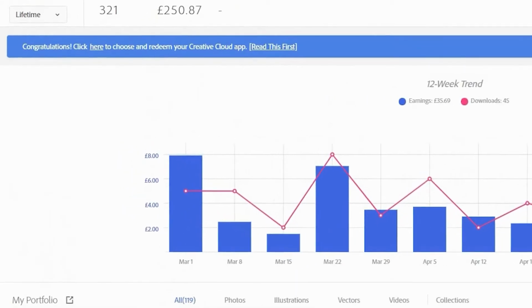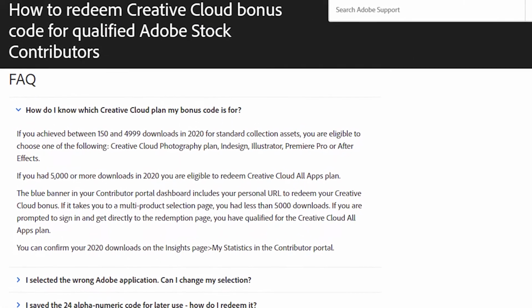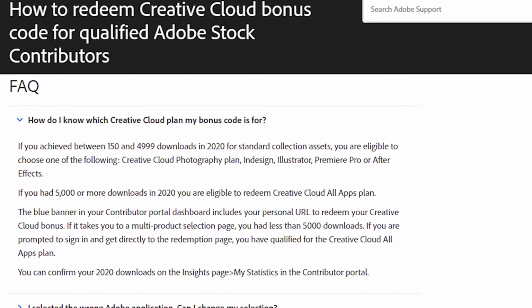But possibly the most interesting aspect is that Adobe awarded me with a 1-year-long plan for one of their apps simply because I got over 150 downloads in a calendar year. So calendar year 2020. That's genuinely brilliant. I absolutely love that. I use the Adobe apps for videos and pictures, so it nests really well for me.